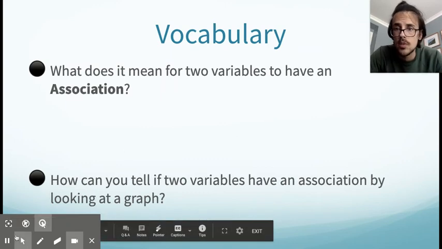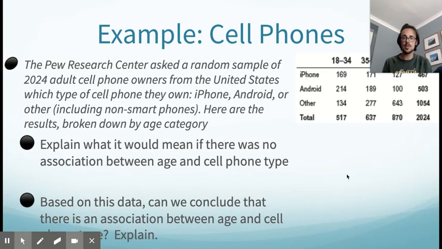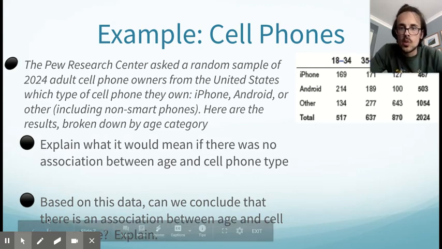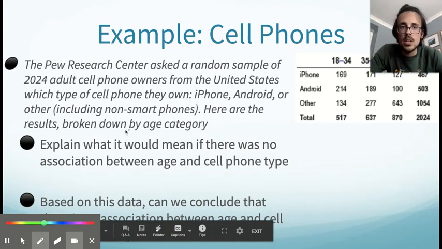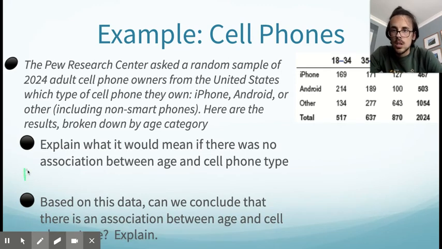So we've talked about this slide, and that should be good. The last thing we have to do is walk through a fresh example here. And in this example, we are looking at all these adults, and we are trying to decide what kind of phone they own, and we're looking at that. So explain what it would mean if there was no association between your age and the type of cell phone that you own.